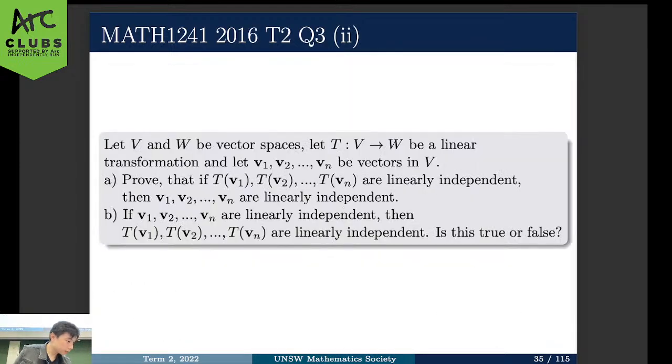So for our next question, we have two vector spaces, V and W, and we have a linear transformation from V to W. Then we have n vectors defined, so v1, v2, up to vn. Essentially we need to prove that if the transformations of v1, v2, up to vn are linearly independent, then the original vectors that we transformed are linearly independent.